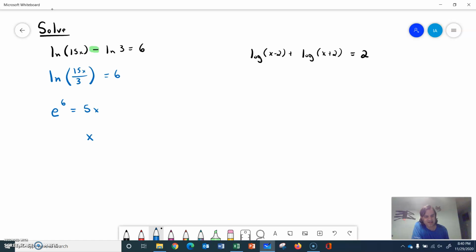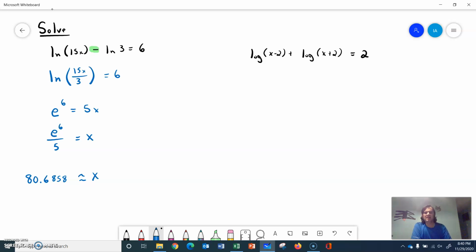And if I want an exact answer, I can divide both sides by 5. So e to the 6 divided by 5 is an exact answer. And let's see what the calculator says about that as far as a decimal approximation. Okay, keeping 4 decimal places, I've got 80.6858.